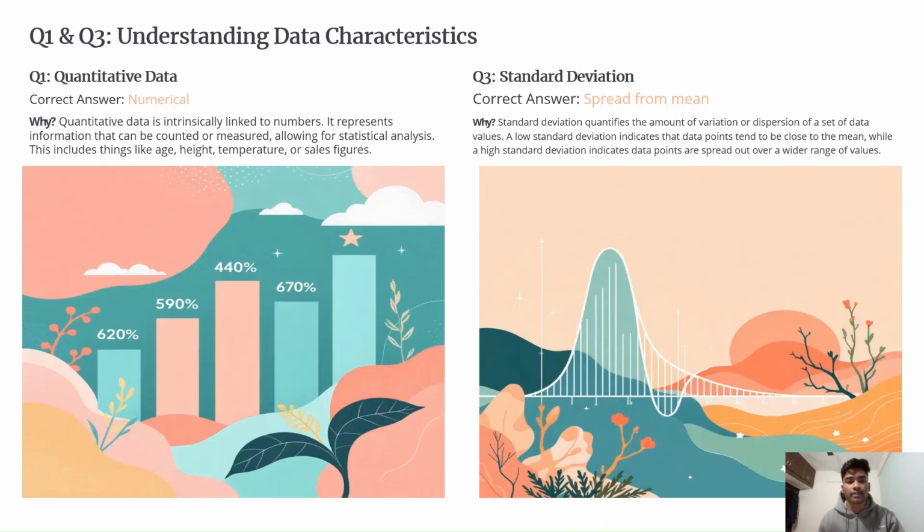Understanding data characteristics. So, question number 1. The correct answer is numerical, quantitative data. Why? Because quantitative data always represents numbers, things we can measure or count, like age, marks, temperature, or salary. For question number 3, based on standard deviation, the right answer is spread from mean. Standard deviation basically tells us how far data points move away from the average. If it's small, values are close. If it's large, they are scattered. As simple as that.